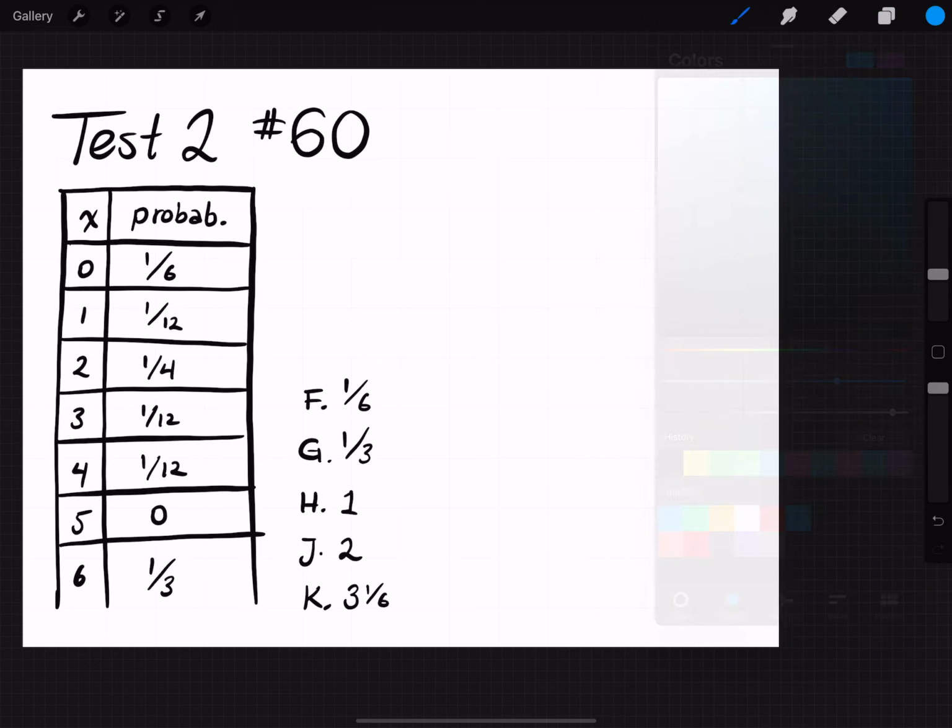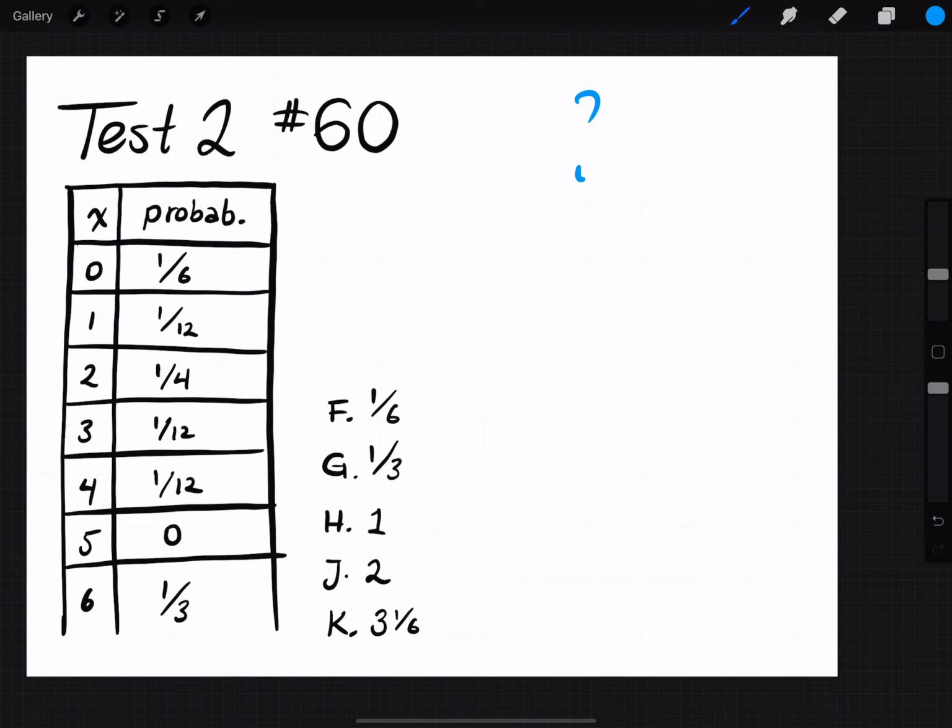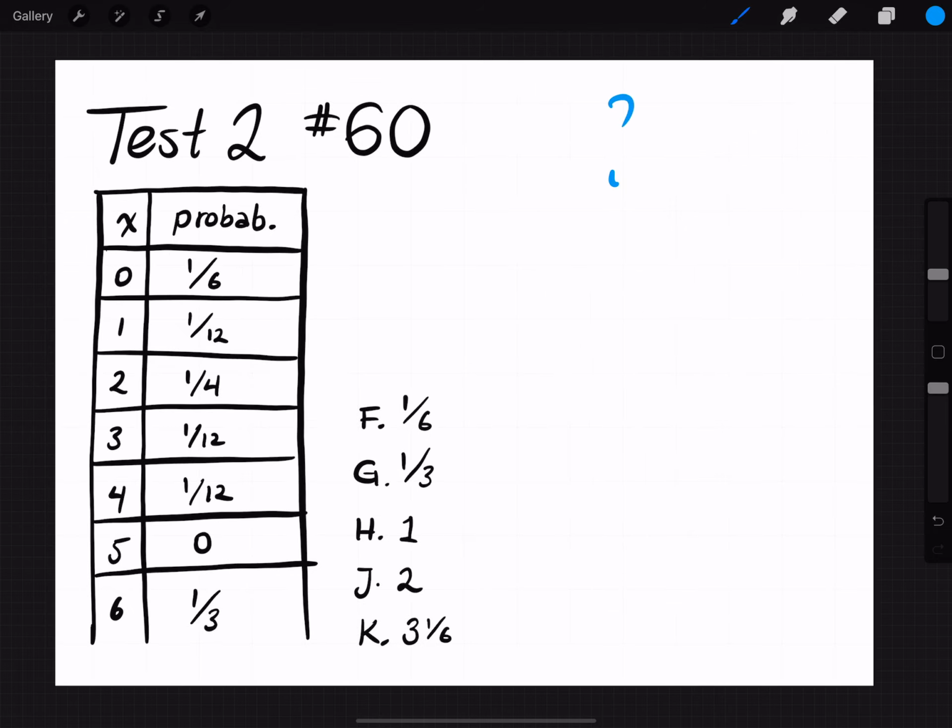All right, let's go for it. So this problem, number 60 from test number 2, asks what the expected value of x is. Just first of all, how do you even conceive of this sort of thing? Here's the way that I conceive of it.